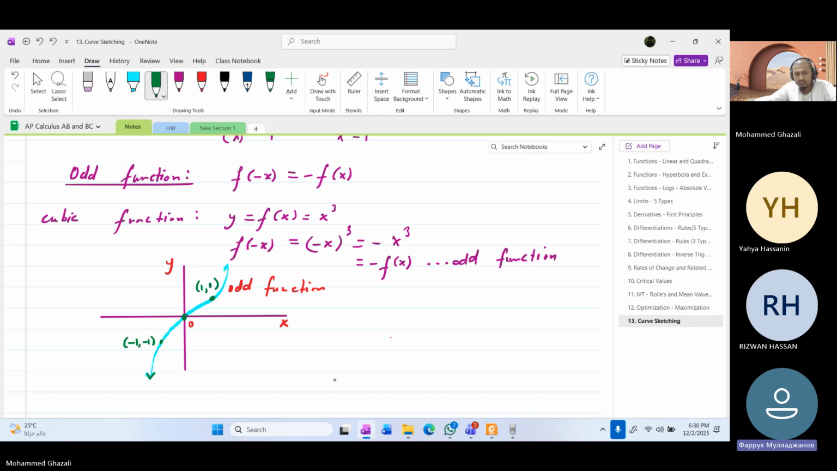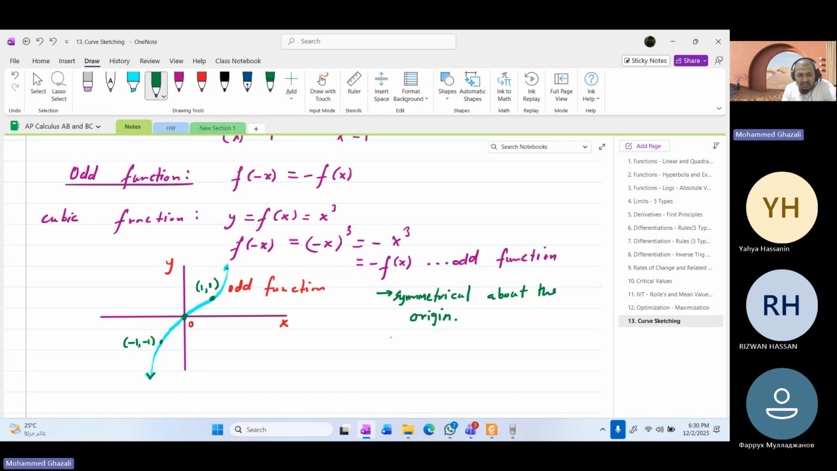Also, there was a third one, the neither case. If the function is neither even nor odd, then you won't have any symmetries. An odd function is symmetrical about the origin.